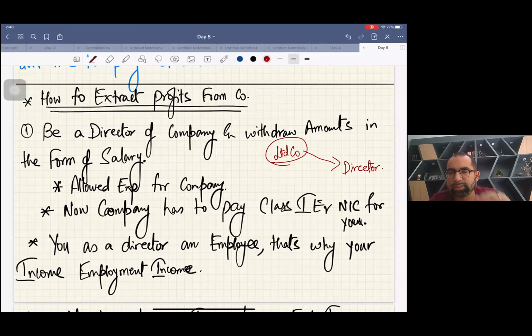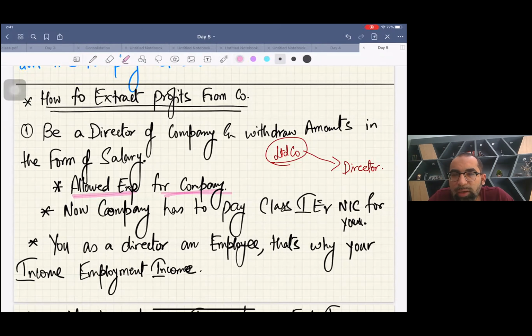Now what will be the consequences? Listen, just think. Whatever the company pays you will be treated as a salary for the company. Now listen, don't sleep, this is a very technical area. As you have become the director, meaning employee, the company is your employer. So whatever salary the company pays you, it's an allowed expense for the company.